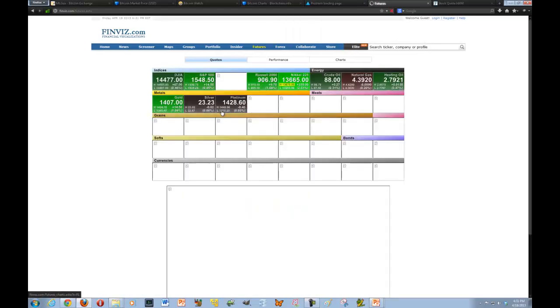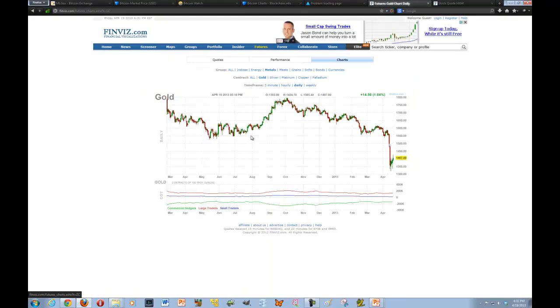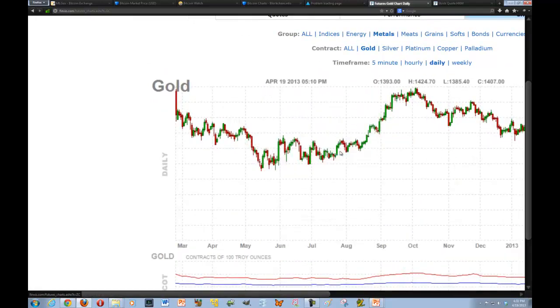So let's go to futures. Let's go to gold, for example. And these are called candles. And how you read a candle, let's see if we can zoom in a little bit. Okay, so how you read a candle is that if it's green, this is where the market opened, and this is where the market closed. And if it's red, the market opened at the top, and the market closed at the bottom. So gold took a huge dip, gold went up, dip, up, and so forth.